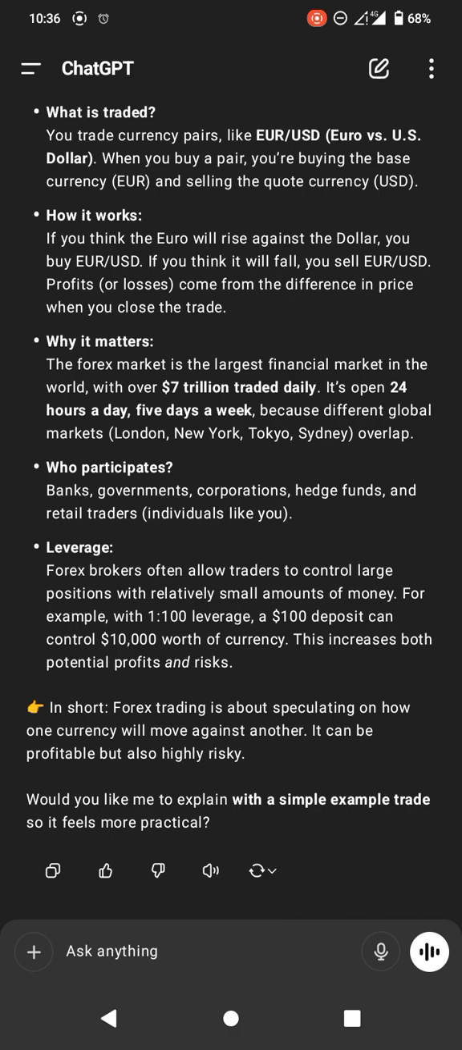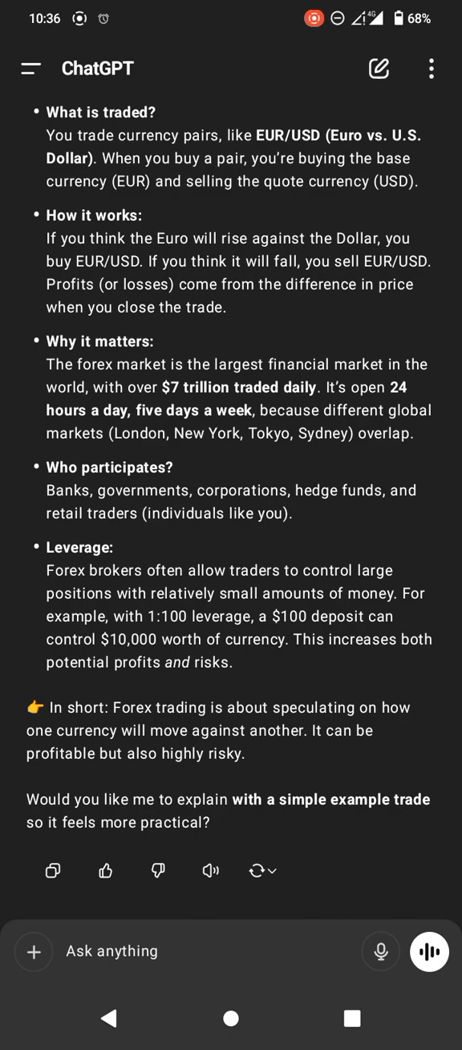So that is how we trade the market, and the people who participate in it are the banks, government, corporations, hedge funds, and retail traders. Hedge funds, you know them, the Wall Street guys, the people that move the world. Now, the last but not the least is leverage.